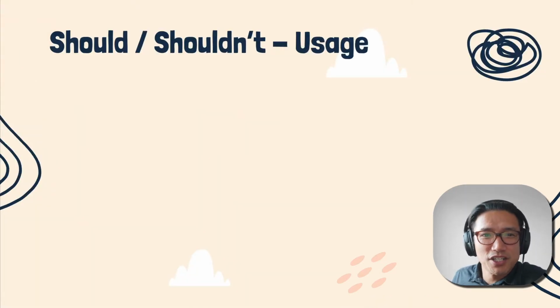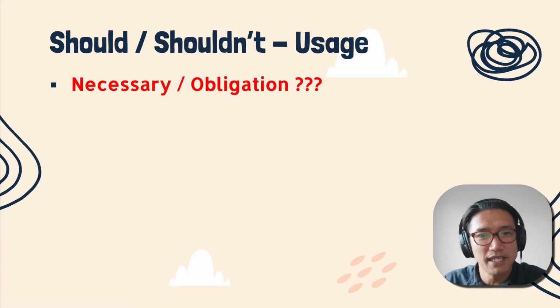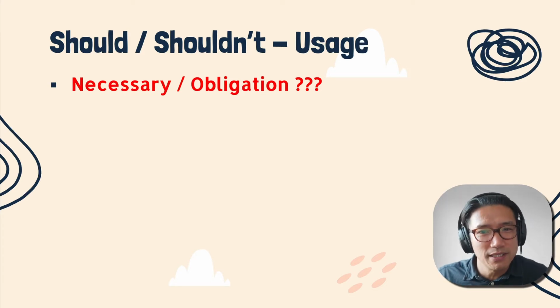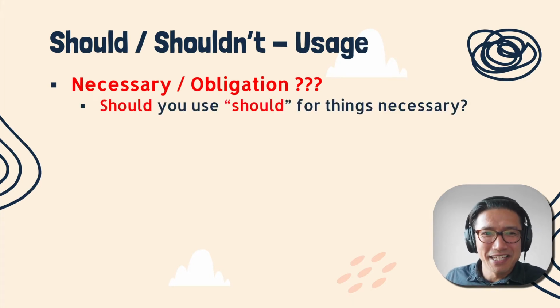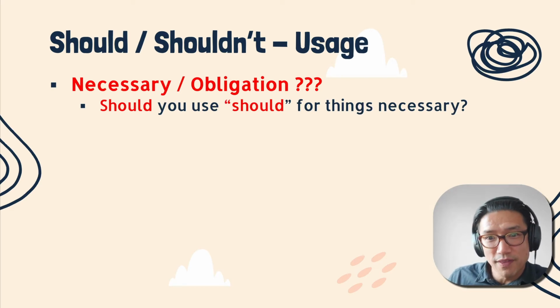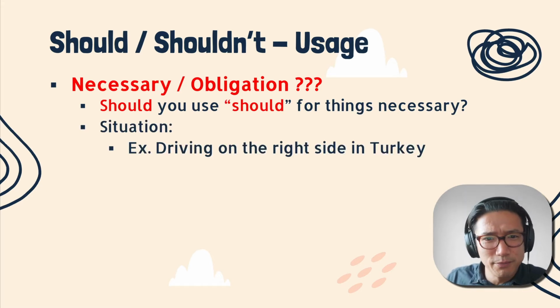All right, shouldn't, other usages, things that are necessary, obligations. And this is question mark. The textbook has two different answers. So I'm going to go with what I think. And sometimes things that seem necessary might not be so necessary to other people. So should you use should for things necessary? The book says yes in the beginning, and then it says no at the end. So let's look at the scenario that the book talks about.